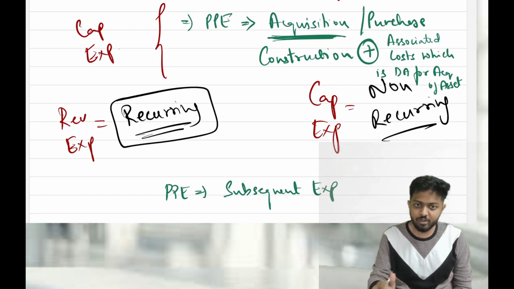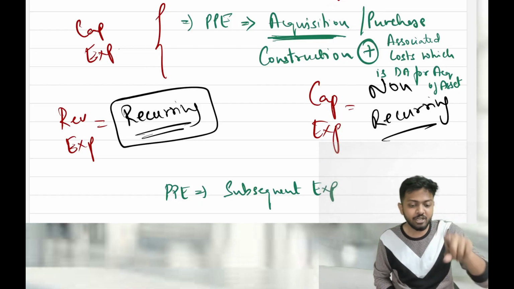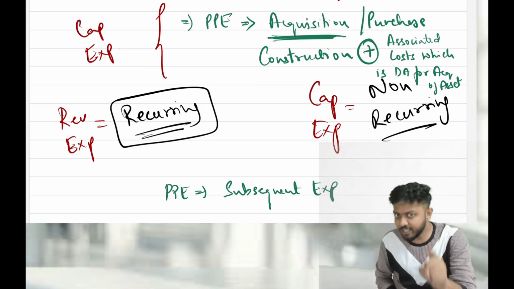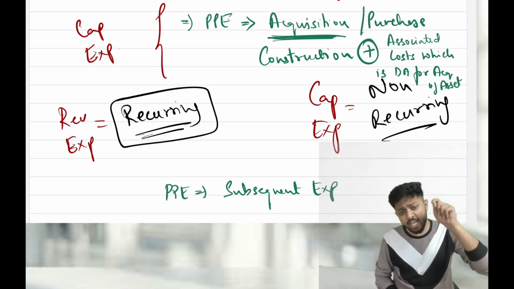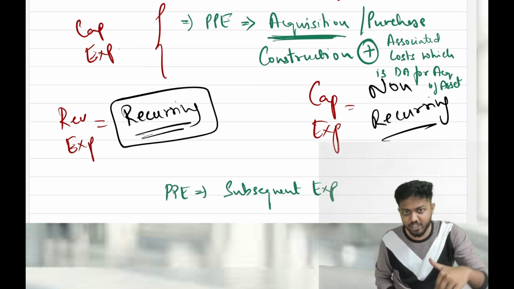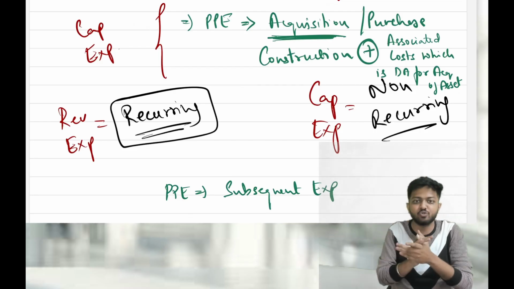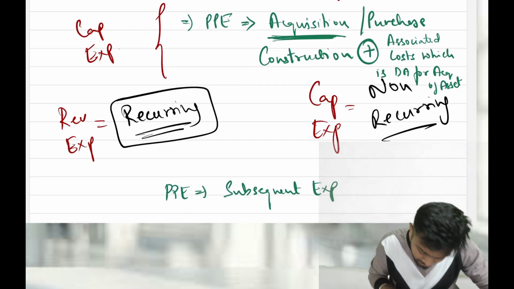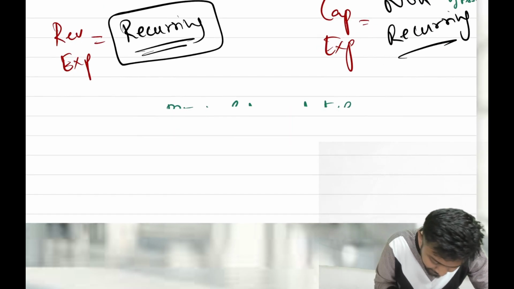Okay, that is about acquisition. What all do you consider as capital expenditure? Whatever you have spent on acquisition plus any associated cost that you have incurred on the acquisition till the asset becomes ready to use. Please note these points. Then we have something called subsequent expenditure.